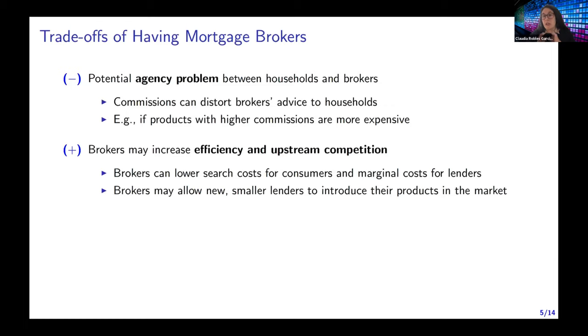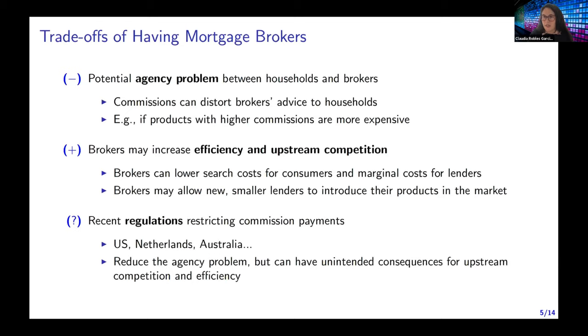So at the end of the day, what I'm going to try to think about in this paper is this general equilibrium argument that there is a trade-off. On the one hand, brokers may be detrimental for consumers if there's a big agency problem. But on the other hand, they may have a positive effect on consumers via their general equilibrium effect on prices, by increases in efficiency or competition. So what are regulators doing, given that there's a potential trade-off?